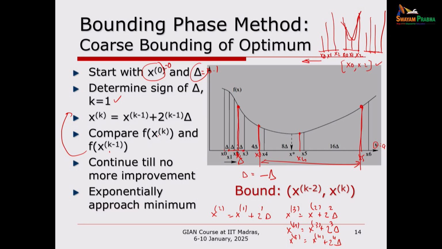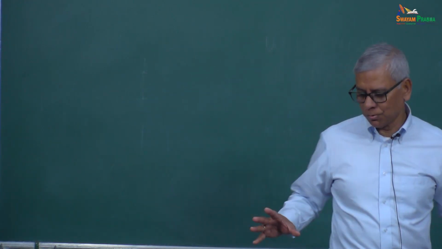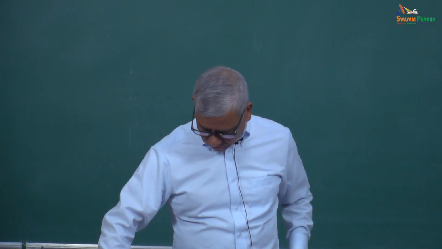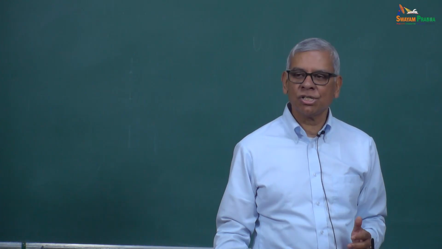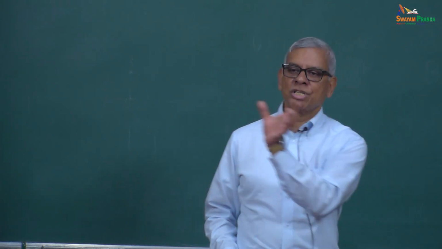Does that make sense? For single optima, this always works. Now if I have chosen a small delta, I probably would have bounded like this. Or if I have chosen my x0 somewhere close, maybe I would have an even tighter bound because I haven't gone 2 to the 4, 2 to the 3 or something. So you see, exponentially you are approaching the minima, but if your delta is large, you may have a larger bound. It's a matter of luck. Where you start and what your delta is depends on what you get at the end.